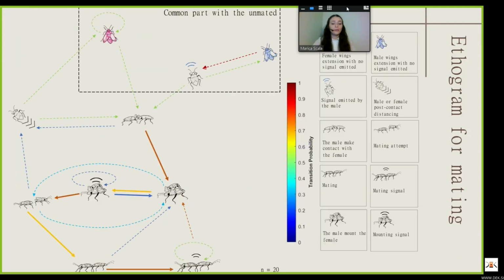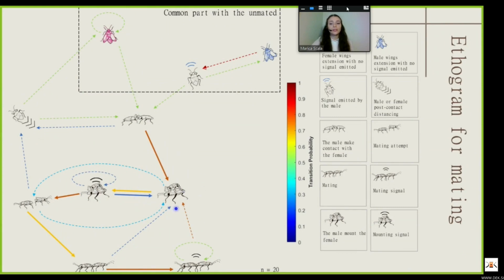Taking a look at the histogram for mated couples, we highlighted in the box the transitions in common with the previous scheme for the unmated insects. The thick lines indicate statistically significant transitions, and it seems that the signal of the male and the female opening wings can lead to a clear beginning of a pairing that starts with a contact phase. Two cases can occur after the contact: the distancing of one of the two individuals, but only in rare cases, or, with a higher statistically significant probability, the transition to a mount phase.